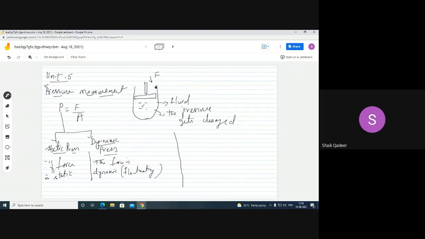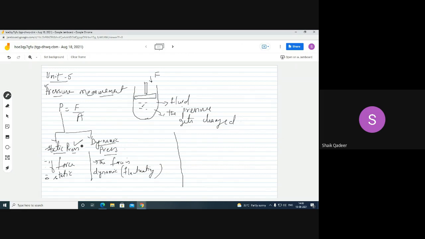Suppose we consider a case of a pressurized fluid, and the piston mechanism is available over here. If we apply pressure in this direction, the fluid pressure gets changed. It may increase or decrease based upon the applied force increasing or decreasing. So if the force applied on a particular area is static, then the corresponding pressure is also static. That type of pressure is called static pressure.